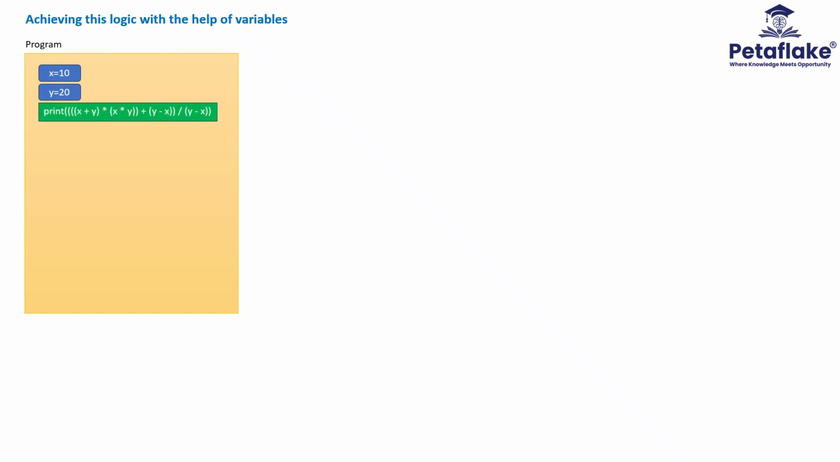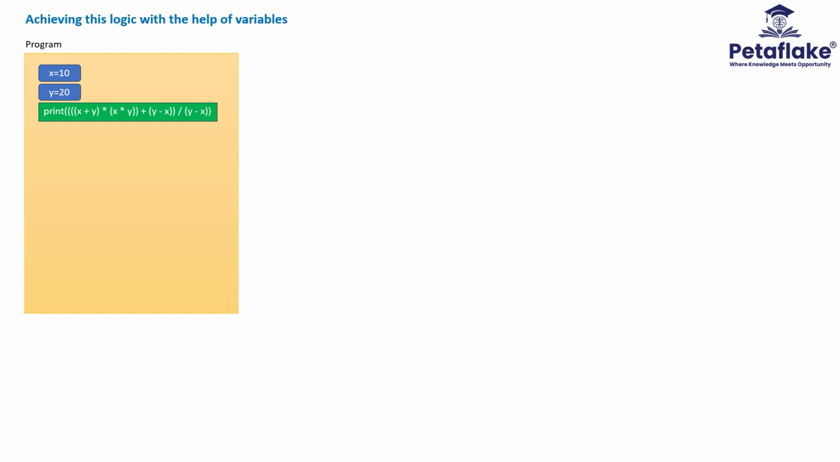Let's start implementing this calculation in a program with the help of variables. We can create a variable x to store the first value 10 and a variable y to store the second value 20. After creating the variable, we need to specify the calculation developed for the variables. As we want the output of the calculation on the screen, we must use the print function and pass the entire logic inside the print function.